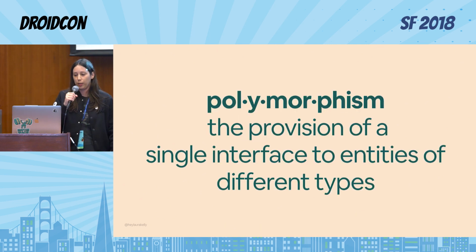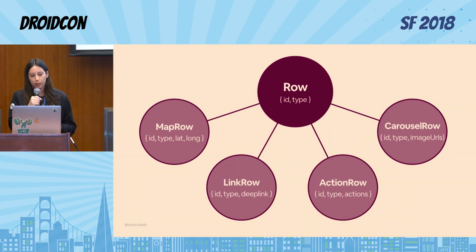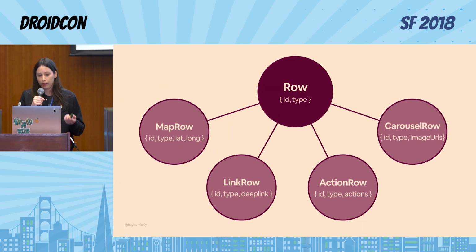We're making use of polymorphism here, which in an academic definition is the provision of a single interface to entities of different types. What that means in practice for our Android codebase is we have one row base class, and that has an interface that has an ID and a type.